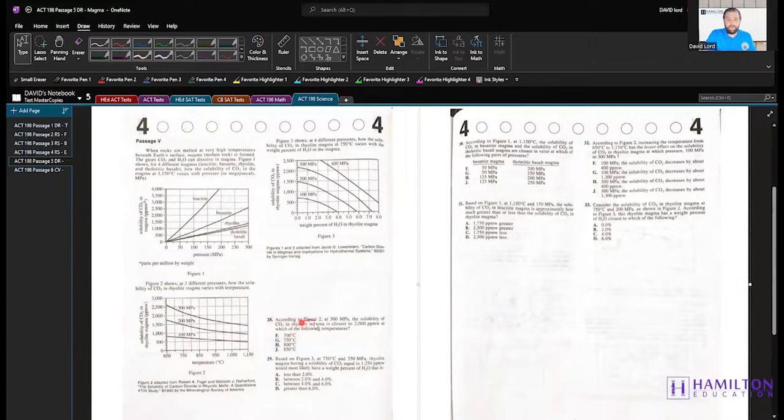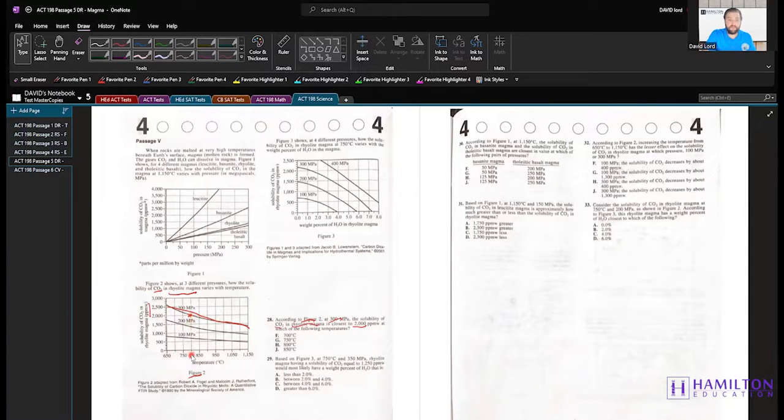According to figure 2, at 300 MPa, the solubility of CO2 in the Rhyolite magma is closest to 2000 ppmw at which of the following temperatures? So let's go through that. Figure 2, at 300 MPa is along this line. The solubility of CO2, which is this axis, of Rhyolite magma, which is also in this table, is closest at 2000 ppmw. So 2000 ppmw is using the y-axis. So I want to look and see where it hits the grid lines at that point. And we're looking for which temperature.